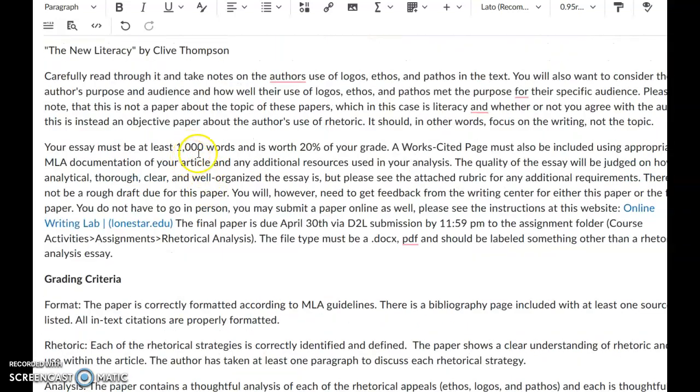Also keep in mind, 1,000 words, you can go beyond that. That's just what I'm saying. That's the minimum amount that I think you need in order to meet all the requirements of the paper.